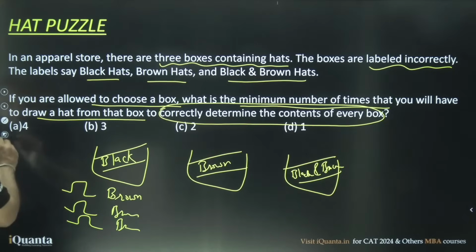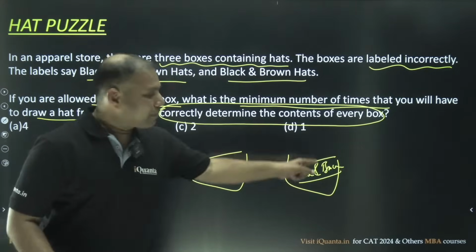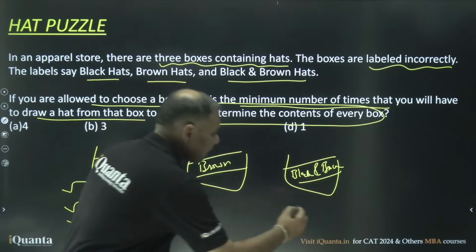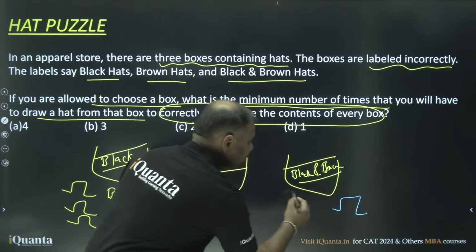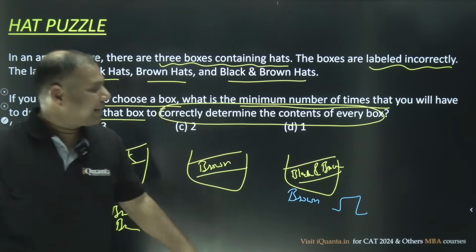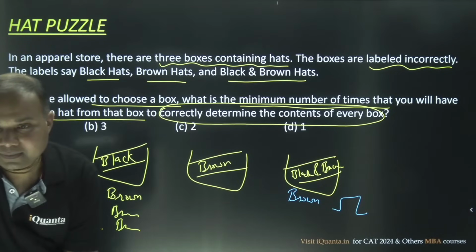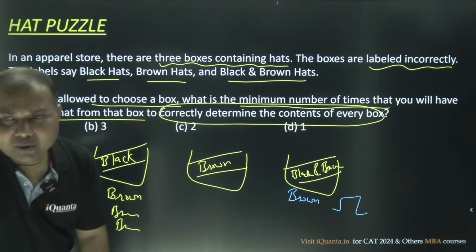Okay, yes, the boxes are labelled incorrectly. That's the point here. So if I move to this black and brown box and take out a hat from it, and that hat comes out to be brown, let's assume. Now can you tell me what the content of this box is? What hats are in it?